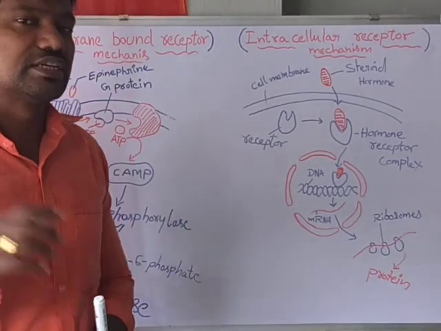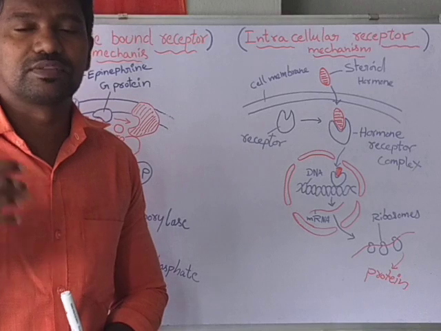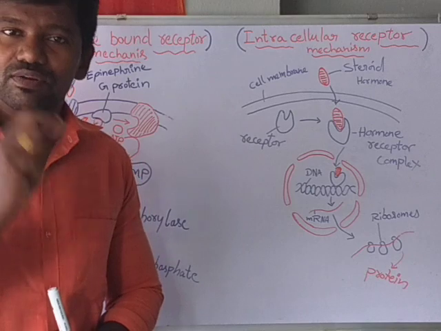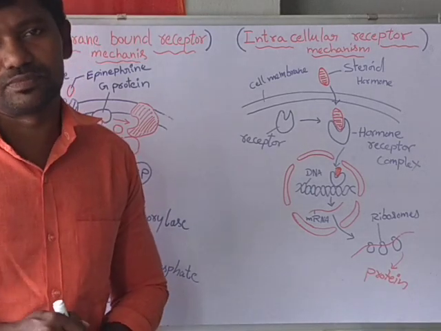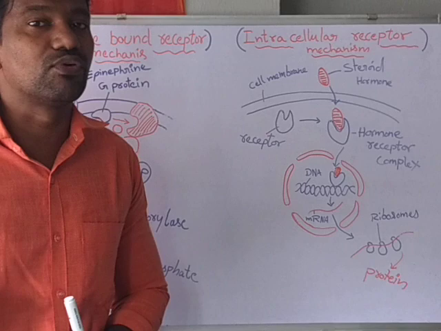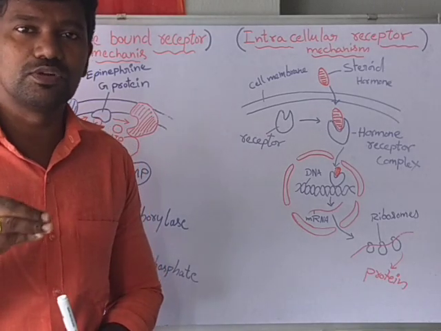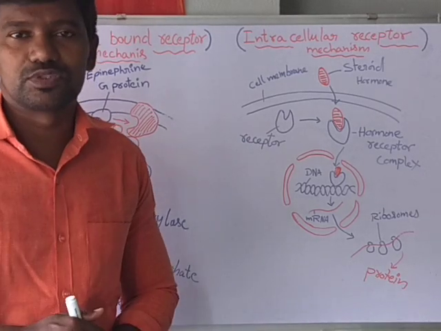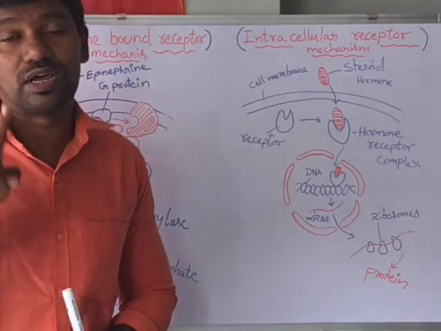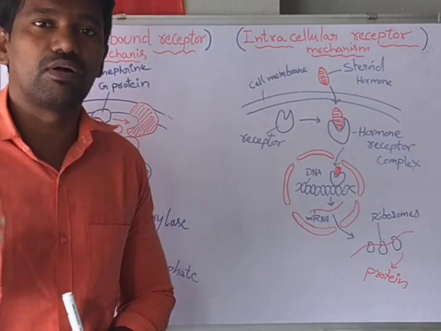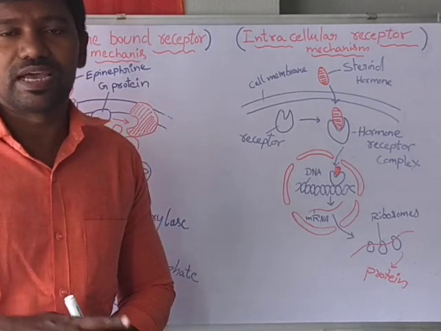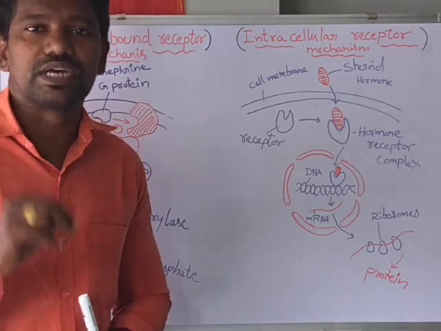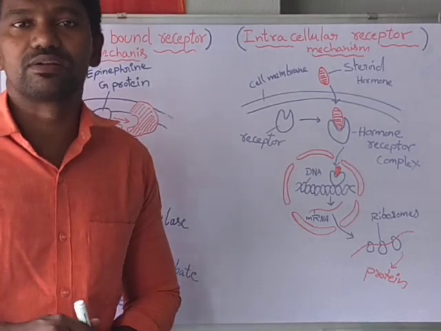Generally, hormones are of two types based on their solubility: hydrophilic hormones and hydrophobic hormones. Hydrophilic hormones are those that dissolve in water. Those that are not dissolved in water but dissolve in lipids and fats are called hydrophobic. Like that, hormones are classified into two types based on solubility, hydrophilic and hydrophobic.